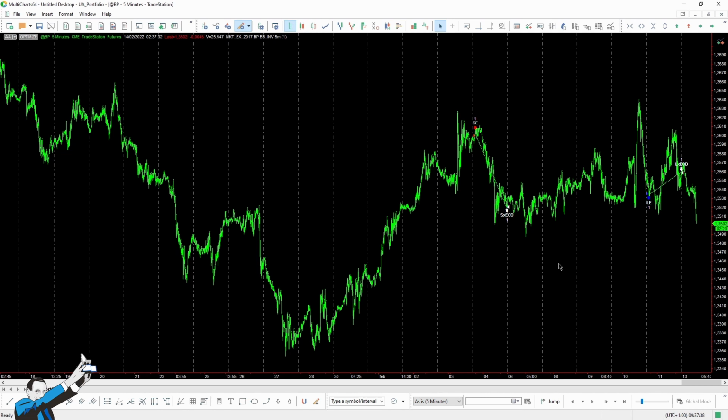And remember that this future has a big point value that is half that of the euro dollar future. So while the big point value of the euro dollar is 125,000, that of the British pound is 62,500, which means that the British pound future is slightly more scalable than the euro dollar future.